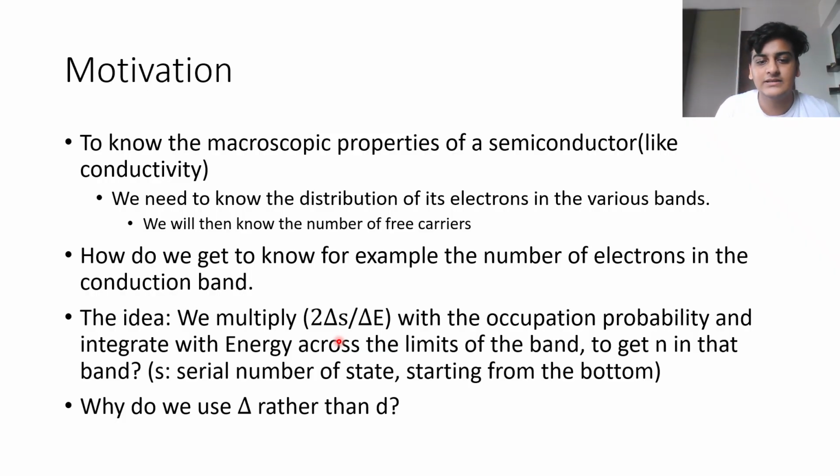So what that is telling me, when I multiply this by the occupation probability, so if I have available space for 200 electrons per joule and say I have an occupation probability of 50%, that means that I will have 100 electrons per joule. And if I integrate this with the limits of the energy, say my band goes from 0 joules to 100 joules, so if I integrate the quantity 200 electrons per joule from 0 joules to 100 joules, what I will get is that I have 200 electrons in the band, right?